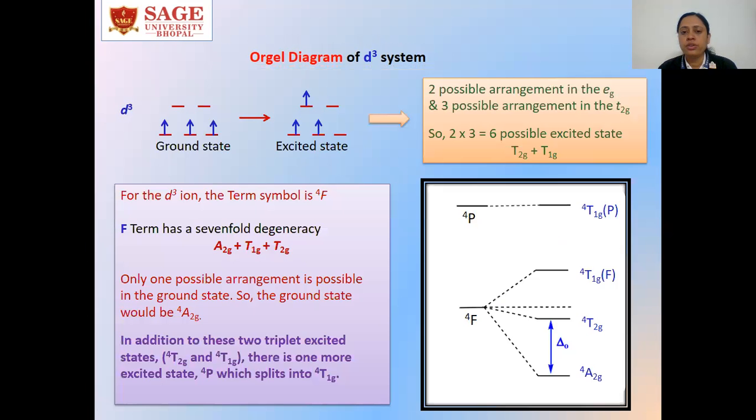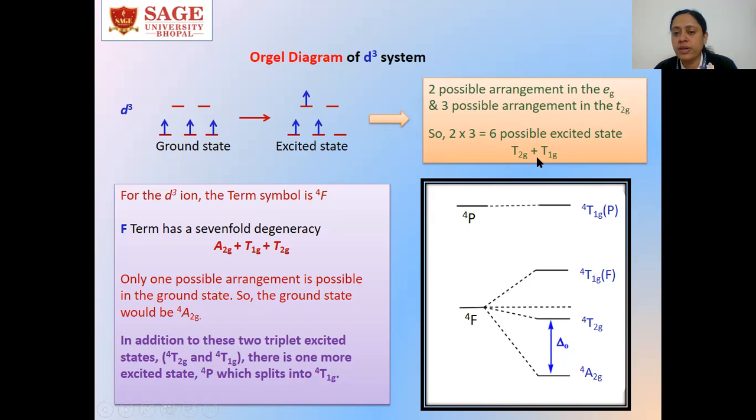So in the case of the d3 system, here we can see in the ground state only one possible arrangement, because all the 3 orbitals have 1 electron each. So the ground state will have only one possible arrangement. In the excited state, we can see 3 possible arrangements in the t2g state and two possible arrangements in the eg state. So total possibility 2 into 3 equals 6.